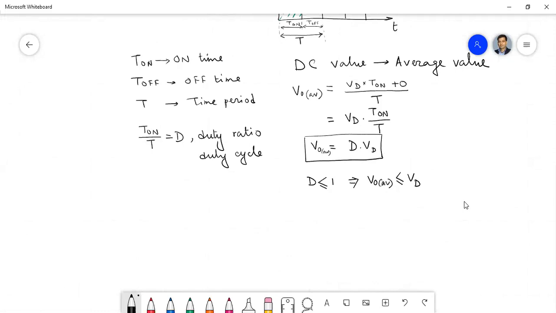Is that clear? If we have a properly designed filter, then we can eliminate this. So for that, generally we use a low pass filter. What do we use? We use a low pass LC filter, a passive filter. So that means we can write: to minimize the ripple, a passive LC filter is used.